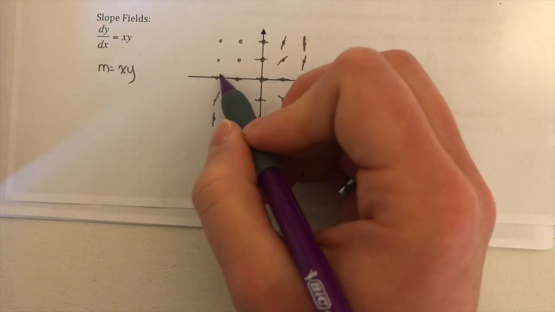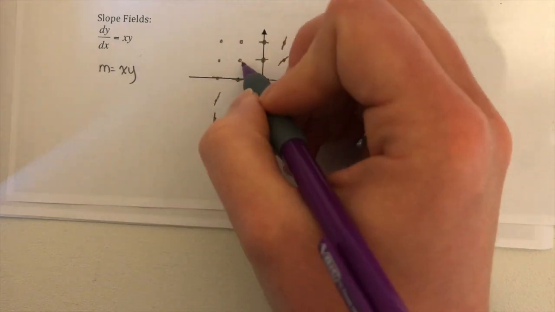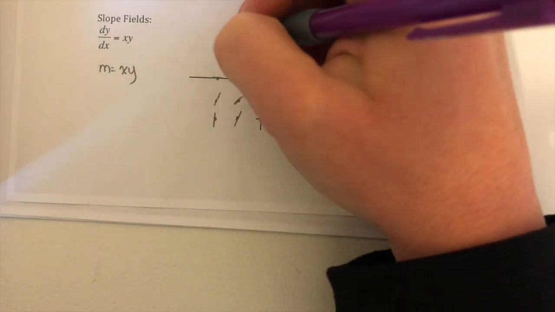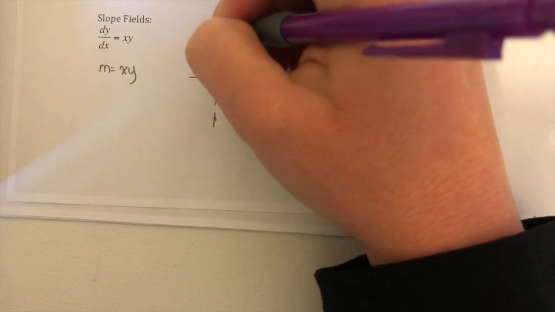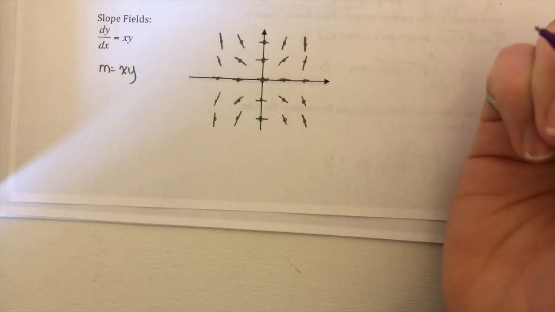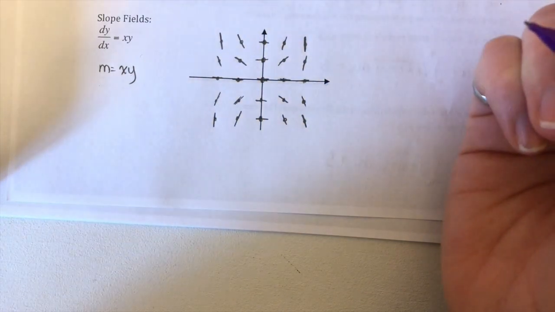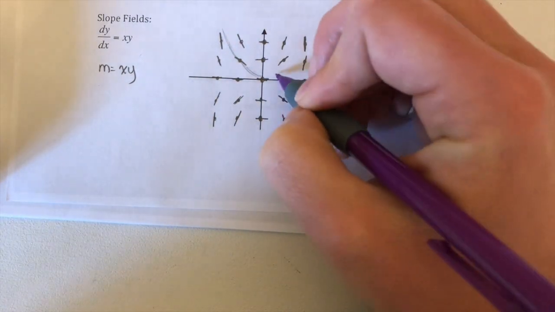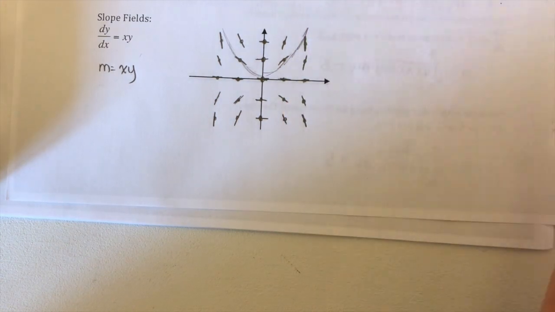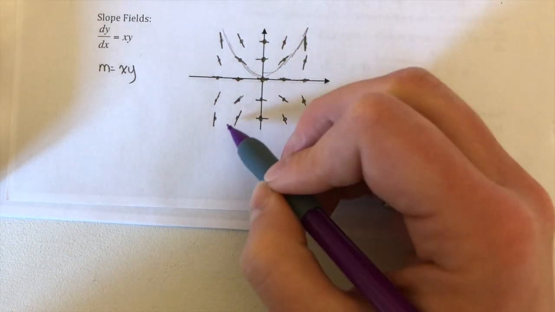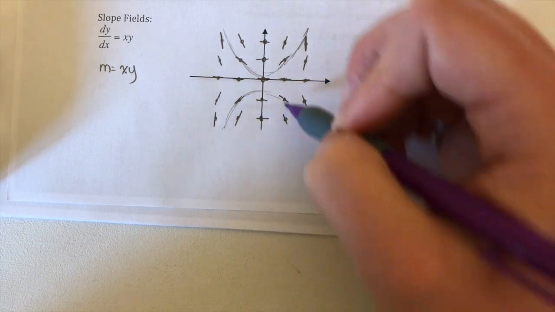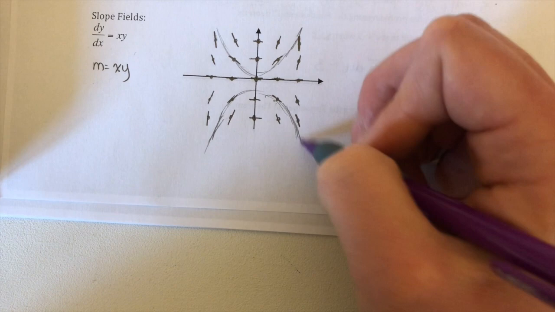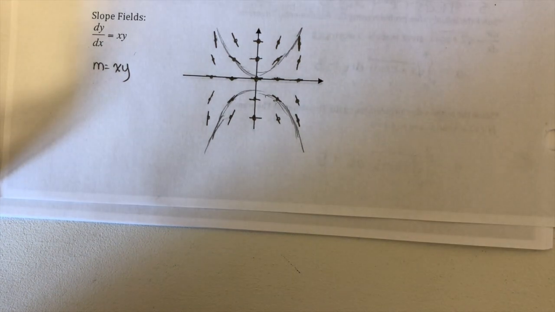This one, my x coordinates are negative, but my y's are positive, so negative 1 times positive 1 is negative 1, negative 2, negative 2, negative 4. So my original graph might look something like that. Or it might look something like that. Just depends on what my C value was. Okay.